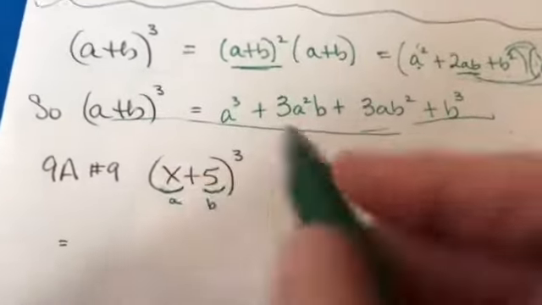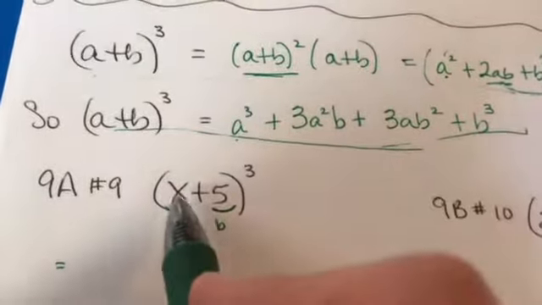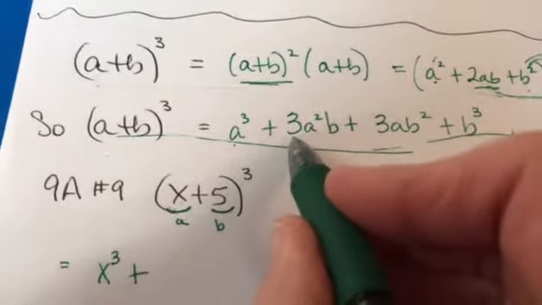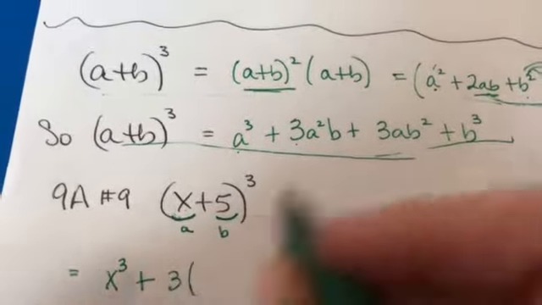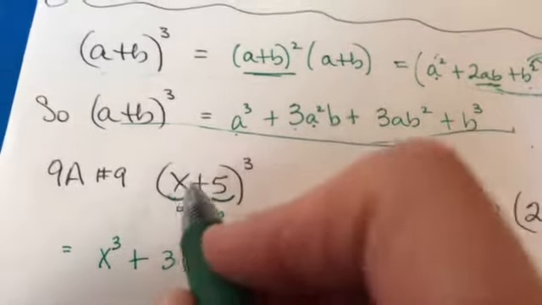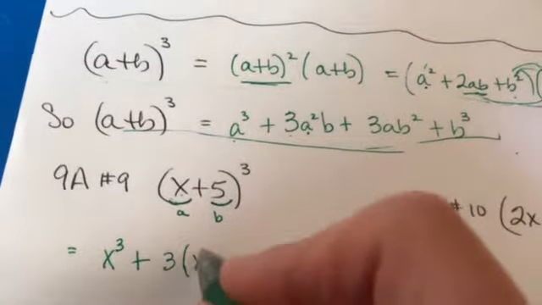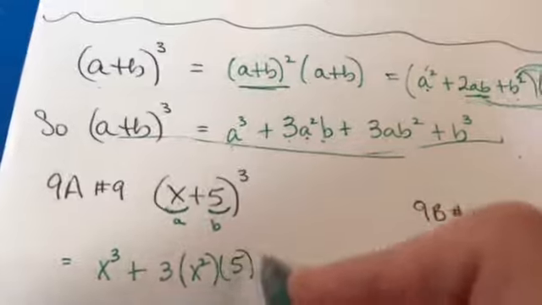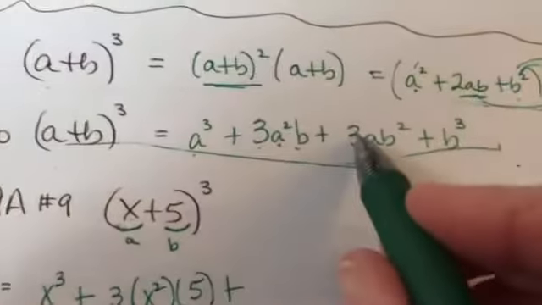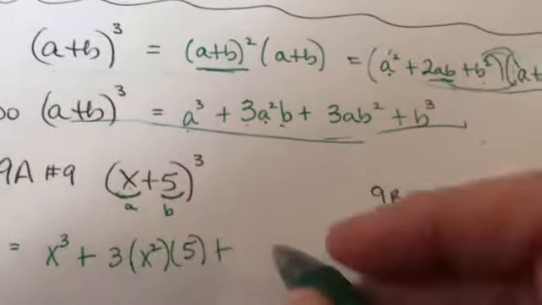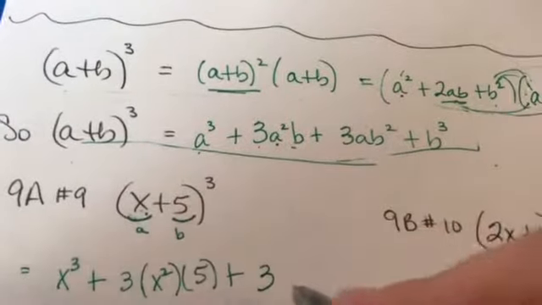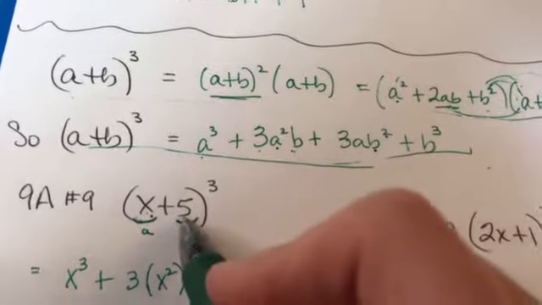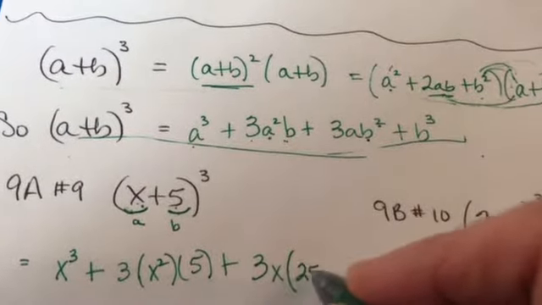So look what this says. This says right here, take your first term and cube it. So I'm going to take x and I'm going to cube it. Well, that's easy enough. Then it says take 3 times your first term and square it. Well, if I square this, that's going to be x squared. And then it says times your b, which in this case is 5. Then it says take 3 times your first term. Well, there's 3. My first term is x. Take your second term and square it. Well, 5 times 5 is 25.